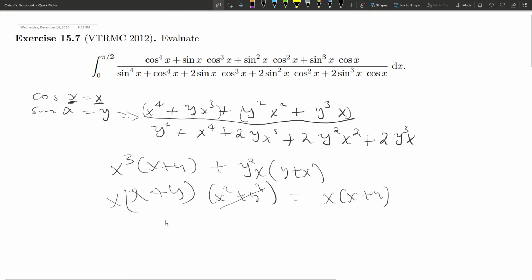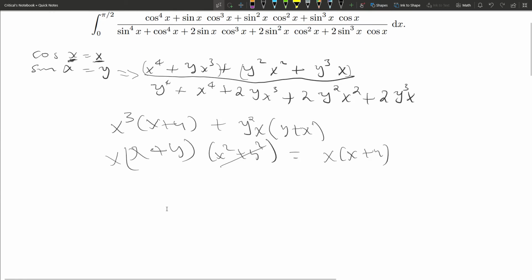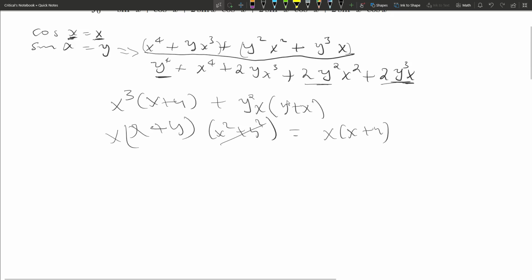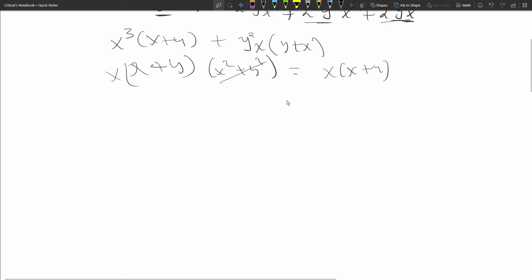And then the denominator, what I will do is I'll try to group the ones that have more y's together and the ones that have more x's together. So in this case we'll have y to the fourth, 2y cubed x, and one term from here in one group, and the other one would be the ones I didn't underline. So this is half underlined.